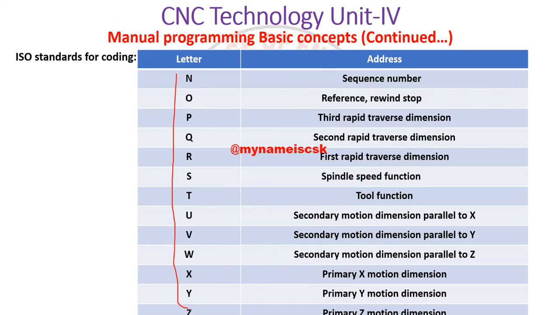Next, N to Z. N is nothing but the sequence number. O is a reference, or a rewind or stop.